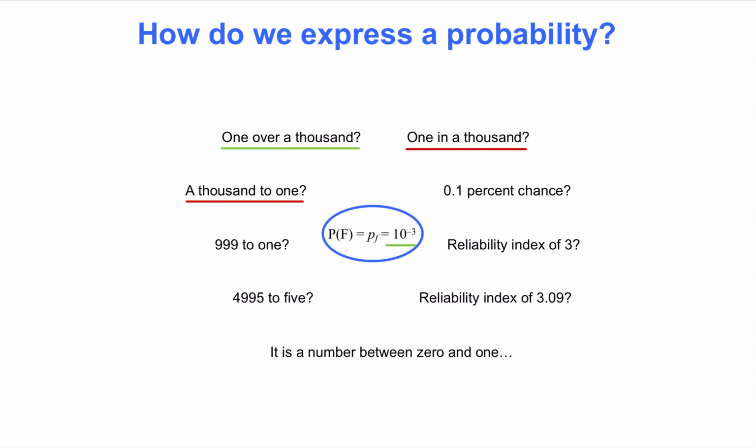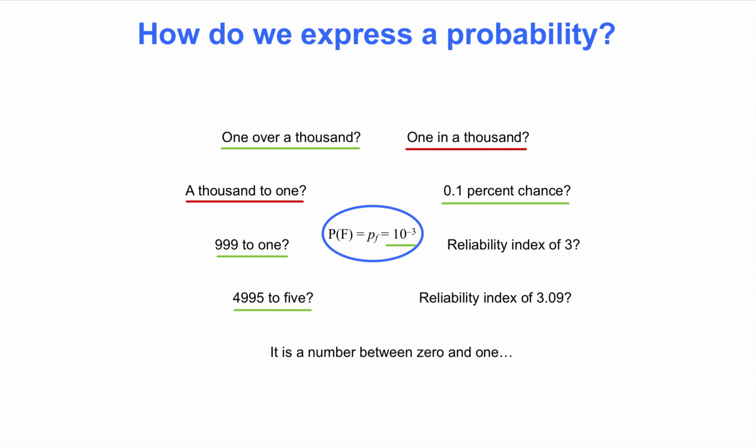As we will see on the next slide, you can say 999 to 1 and even 4,995 to 5 to express this probability, but not 1,000 to 1. How about saying 0.1% chance? Yes, it is valid to use chance to express a probability, and this version is correct. To say that the probability 10 to the power minus 3 means 0.1% chance is correct.